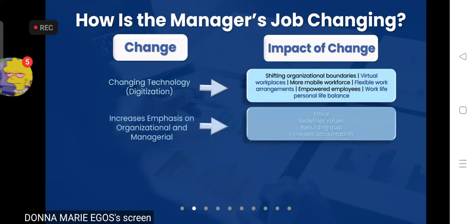Next, there is an increased emphasis on organizational and managerial ethics, where the values are redefined, which helps an organization measure and manage risks and acquire a competitive advantage. So furthermore, next please.